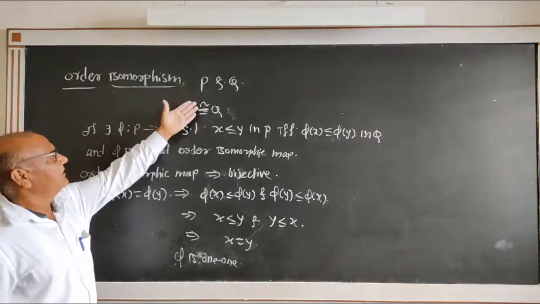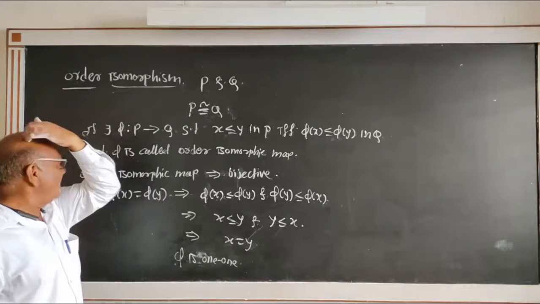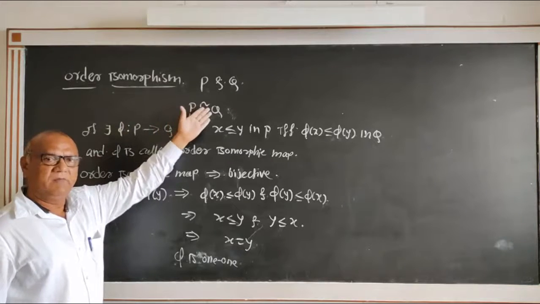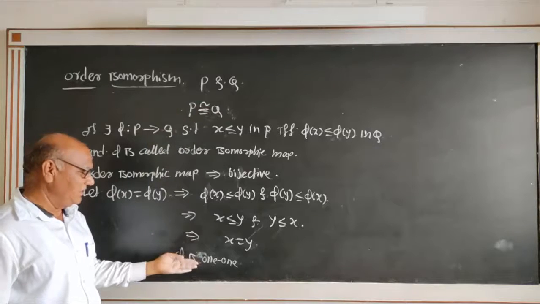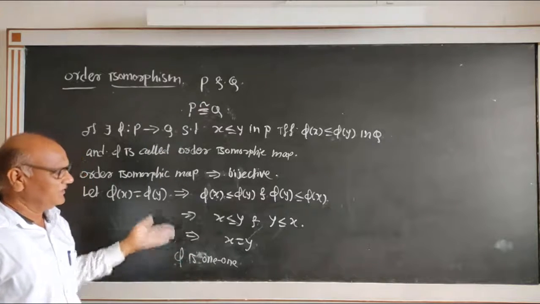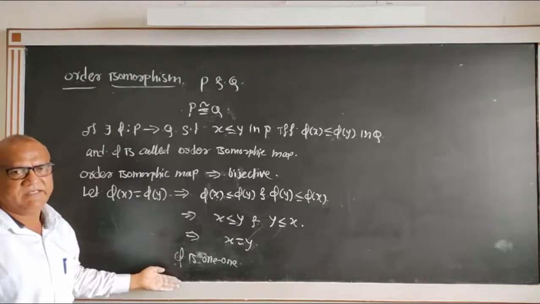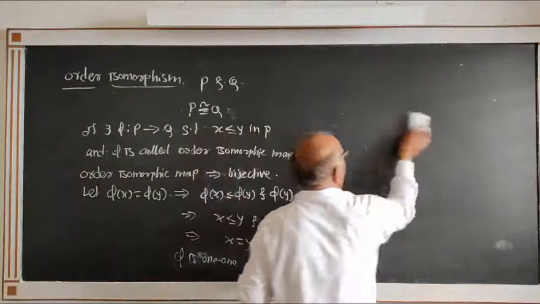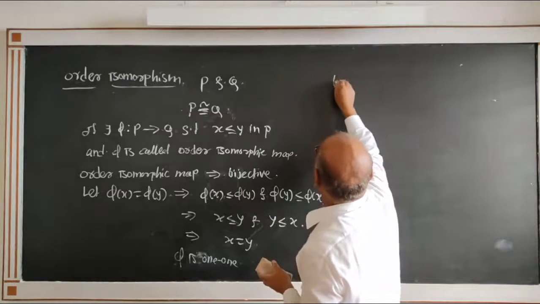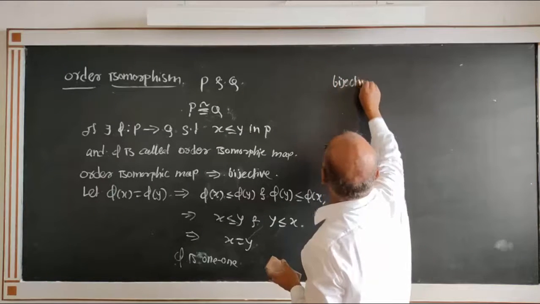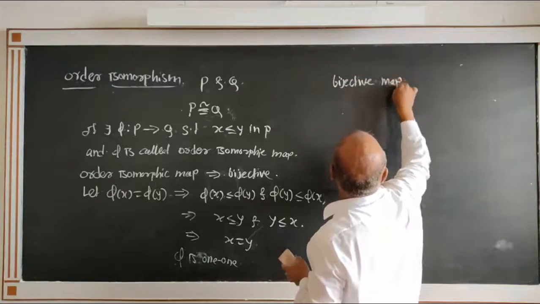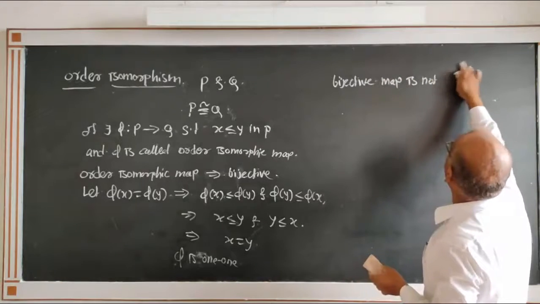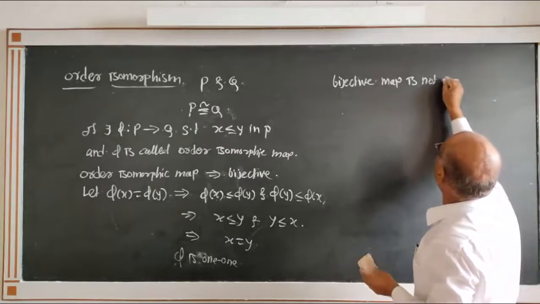Here P and Q are isomorphic, that means the number of elements is the same, and this is one-one, so it is onto, and so it is bijective. Phi is bijective. But a bijective map is not necessarily an order isomorphism.